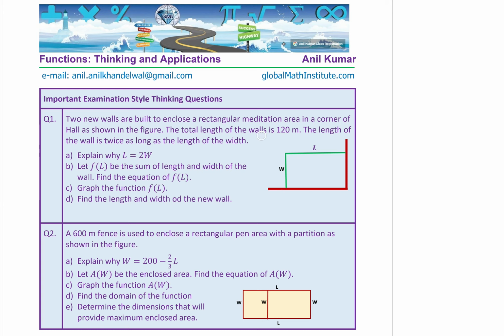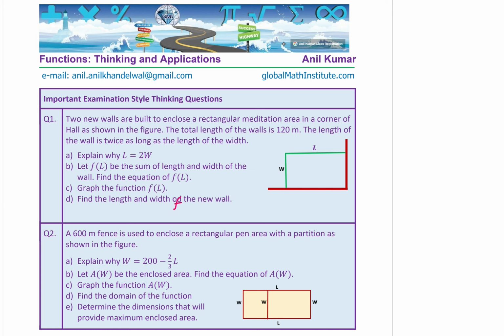The total length of the walls is 120 meters. The length of the wall is twice as long as the width. So we have four parts to answer. First one, explain why L equals 2W. B, let f of L be the sum of length and the width of the wall. Find the equation of f of L. C, graph the function f of L. D, find the length and width of the new wall. So that becomes the first question.